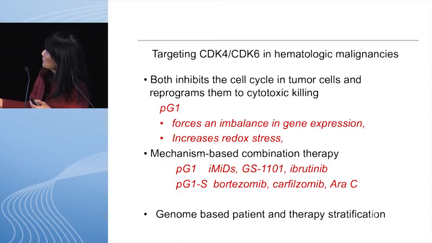So in summary, we have a hypothesis, and it seems to be correct. It forces imbalance in gene expression, and it induces redox stress. I did not have time to talk about it, but I will be happy to share. And so far, we have combination therapy. We have done this with IMiDs, with a PI3 inhibitor, with ibrutinib, a BTK inhibitor, and that's a clinical trial in mantle cell that should begin soon. It also distinguishes the matching of the partners. For the S-phase entry, bortezomib, calcifimab, and cytarabine is better. So we also have a feeling about how to schedule the combination.